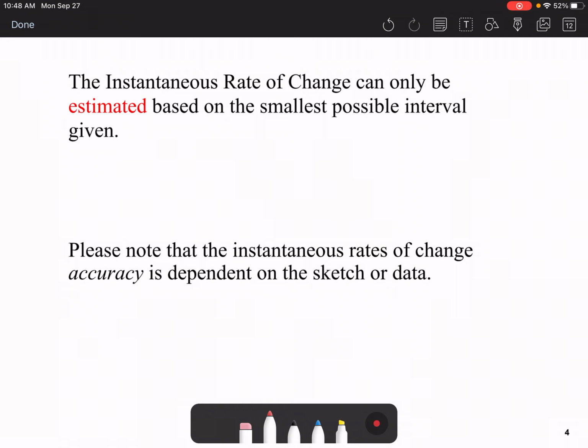So you can choose smaller and smaller intervals, but you don't have to always choose the same interval. So for instance, you could choose the interval from a to a plus 0.1, or you can choose the interval from a to a plus 0.01, or you can choose the interval from a to a plus 0.001.